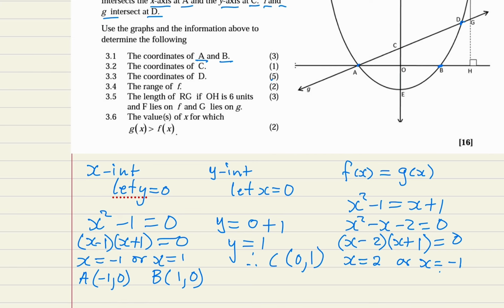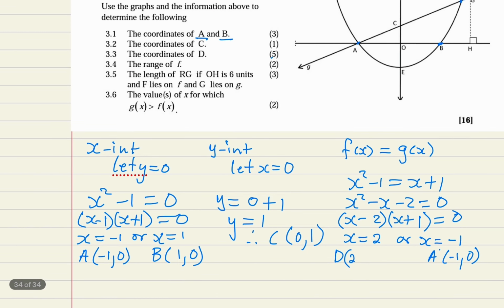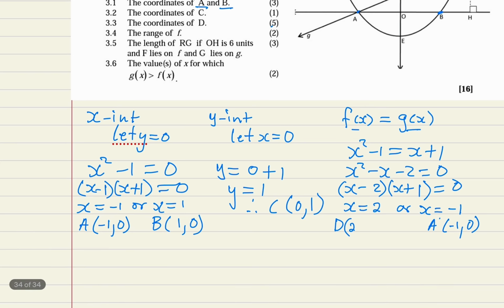We know that this negative 1 is for A, right? This is A, which is negative 1, 0. But this one is D, which is the one we are looking for. D, which is 2, okay? But we don't know the y-value, so we have to take this 2 and substitute it. Either substitute it in F or in G, but take the simplest. The simplest is G. So I will have y is equal to 2 plus 1. So y is 3. So this is 2, 3. That is how I have my coordinate of D for 5 marks.